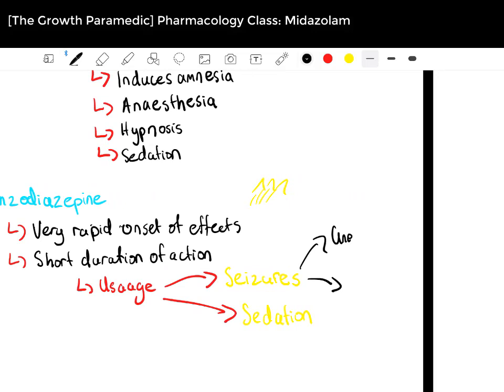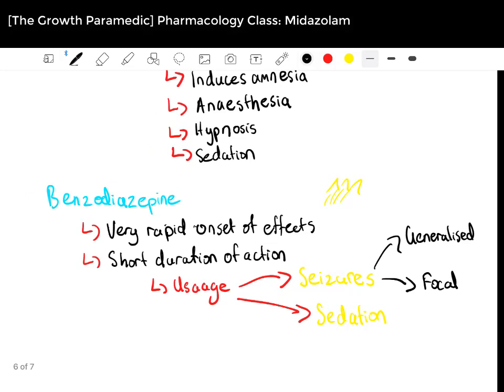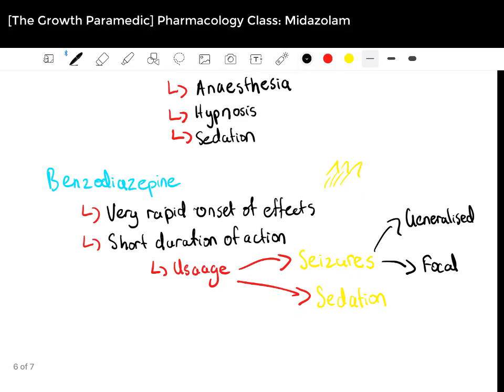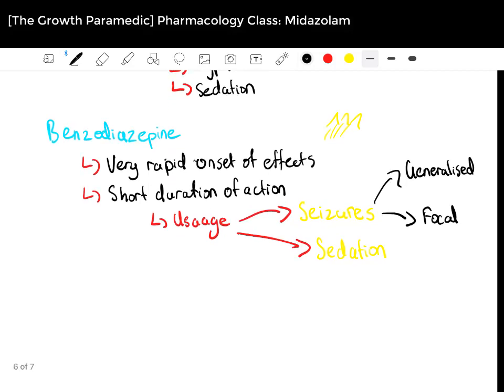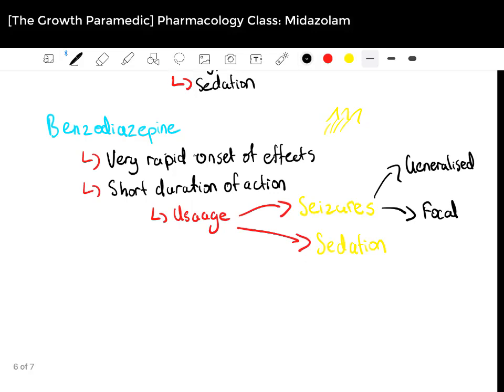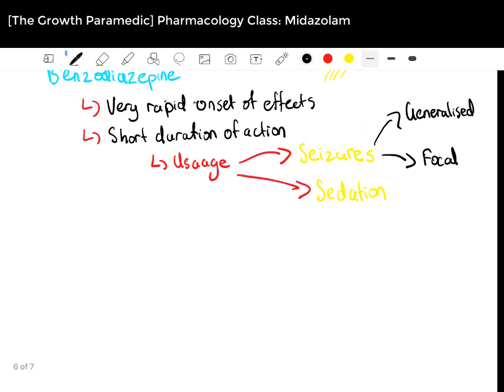So for seizures, it can be generalized or focal. And we'll cover seizures in the midclass series. So if you're wondering how seizures work and what they do and the various types of seizures, that will be covered in a later video. Okay, perfect. So we'll continue on with the definition. So further on, the benzodiazepines are also known as, and this is more of a slang term, benzos.